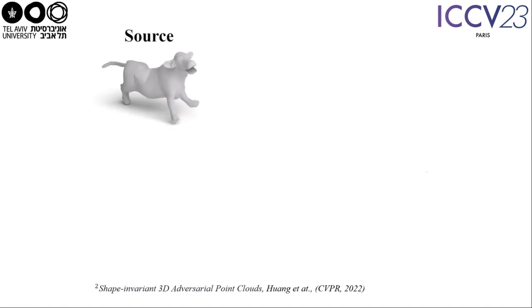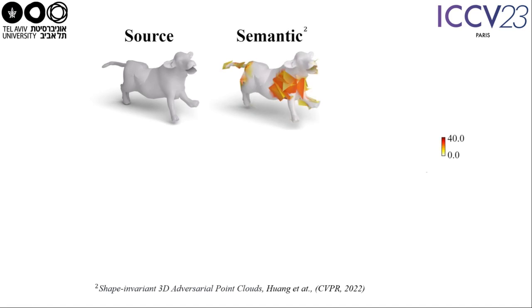In the top row, we see a clean source mesh of a cow in the leftmost corner. The adversarial cow beside it is an adversarial mesh that was created by a semantic attack and is capable of inducing misclassifications when applied to a classifier. The rightmost adversarial cow was formed by our geometric mesh attack.